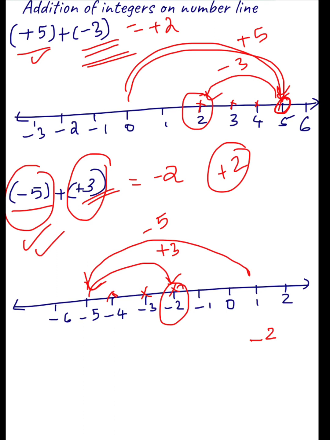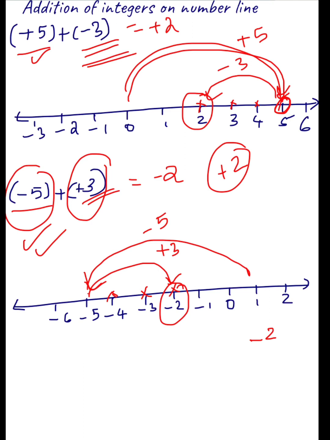Okay, you have to move from the number given. Here since it is minus 5, you have to move from this minus 5, and since you are adding plus 3, you are moving to the right side. If you are adding negative 3 means what? You will be moving to the left side. Okay, that is the only thing that you have to consider. So this is all about addition of integers on the number line.